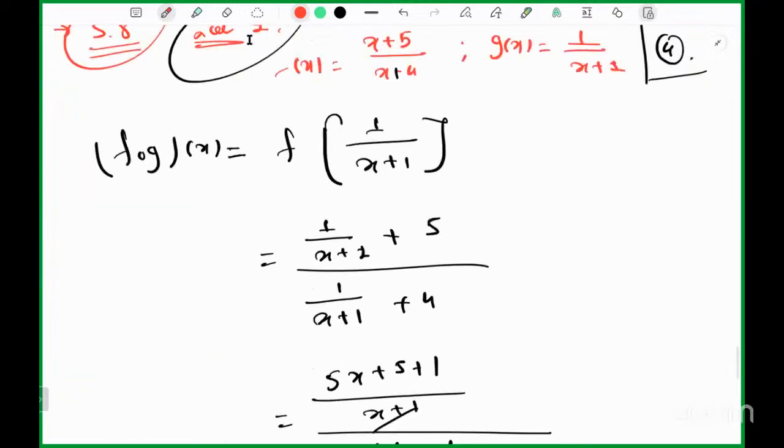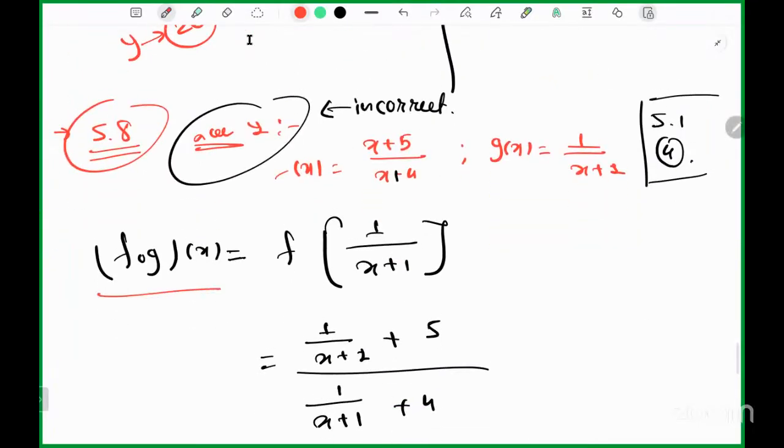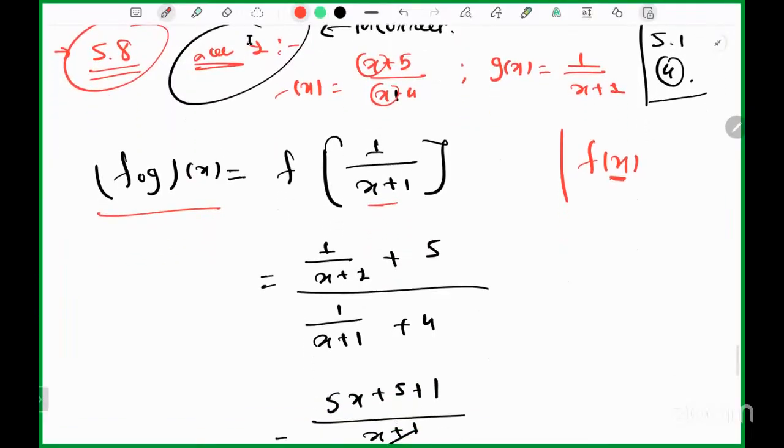Yeah, just replace x by g of x. See, we have to compute f composition g of x. So in f of x, in place of x, replace g of x. So that is replace 1 upon x plus 1. And then in f of x, whatever x is there, replace that by 1 upon x plus 1. You can compute f composition g, right?